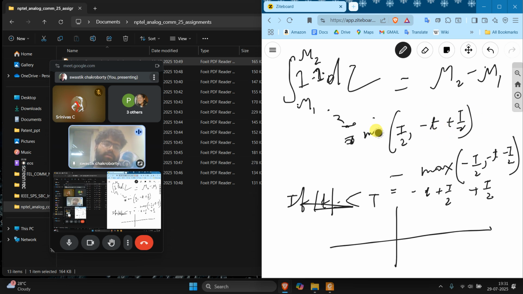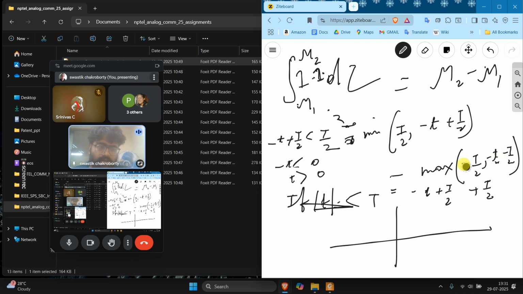So when is this one bigger? When will minus t plus t by 2 be chosen? When minus t plus t by 2 is less than t by 2. So minus t is less than 0, t is greater than 0. So for positive t, this will be chosen. And for positive t, which one will be chosen from here? Here you see, this one is minus t by 2.